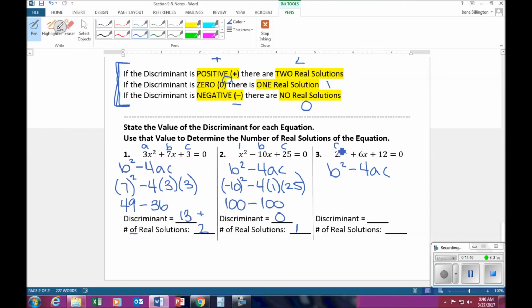And lastly, we have A is 2, B is 6, C is 12. So I have 6 squared minus 4 times 2 times 12. 36 minus 96. 4 times 2 is 8 times 12 is 96. Subtract, I get negative 60. So there are 0 real solutions.